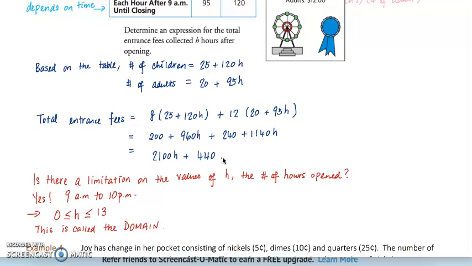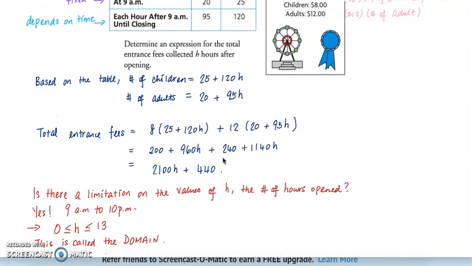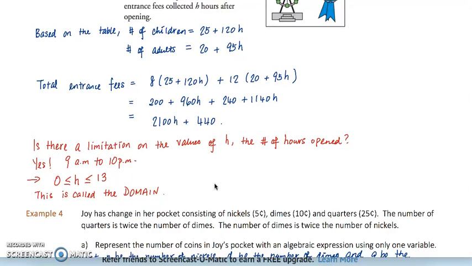Since we know that the fall fair is only open between 9 a.m. to 10 p.m., there is a limitation on the values of h that can be used. So sometimes it's important to note what the limit is. Since it's from 9 to 10, at 9 a.m. we can say it's 0 hours from opening, and 10 p.m. is 13 hours after 9 a.m. So that means h can take on values from 0 to 13. And sometimes we call this limitation on the independent variable the domain. You will learn more about this in the next couple of chapters.